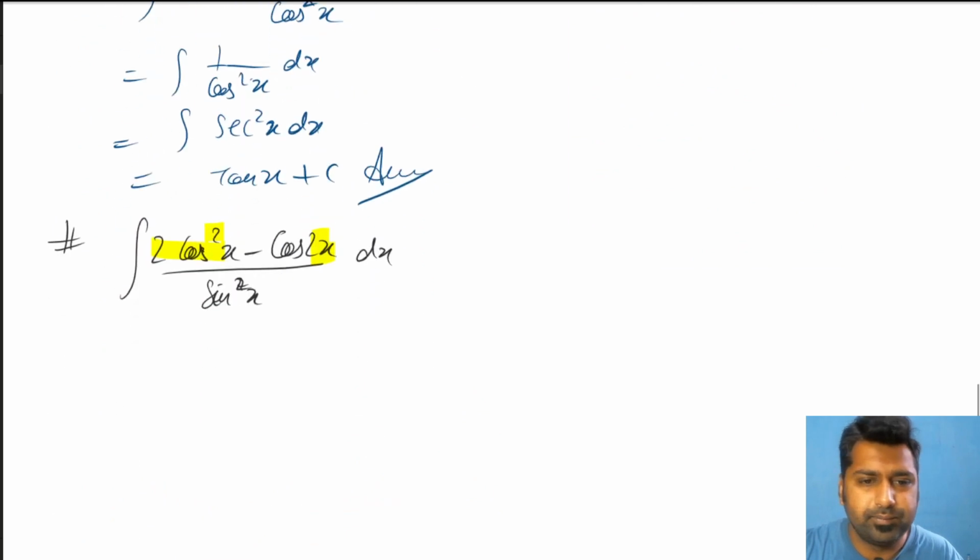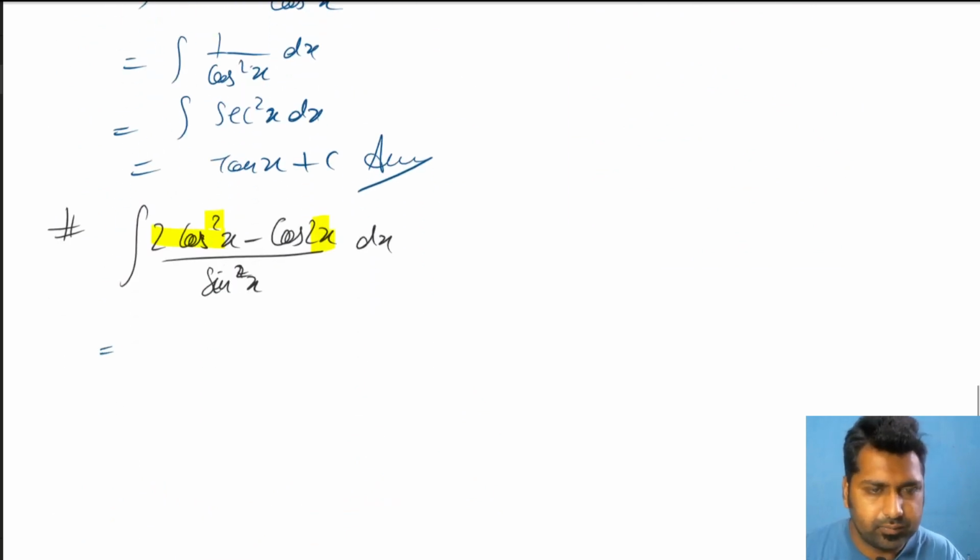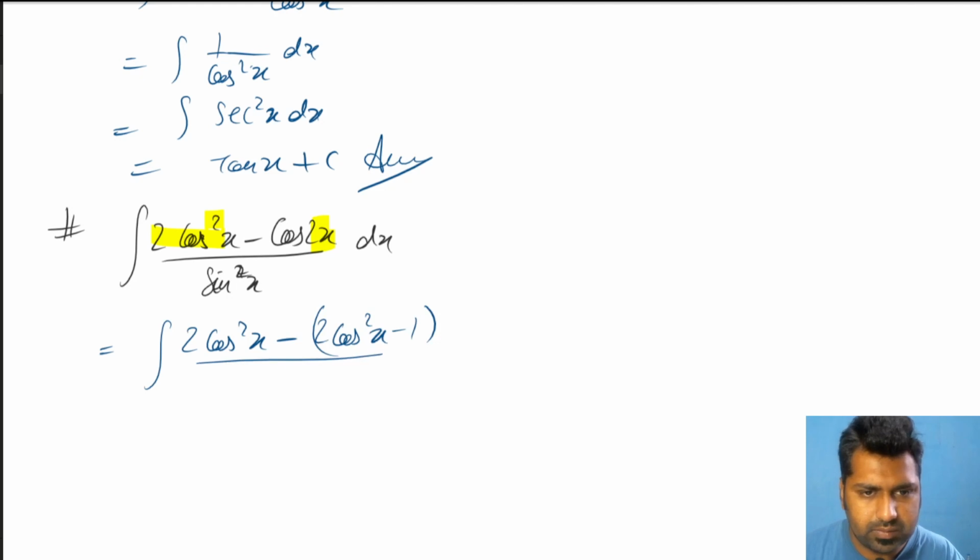This will help me. So let's open it. Integration of 2 cos square x minus (2 cos square x minus 1) upon sine square x. I have replaced cos 2x by 2 cos square x minus 1. So this becomes integration of 2 cos square x minus 2 cos square x.